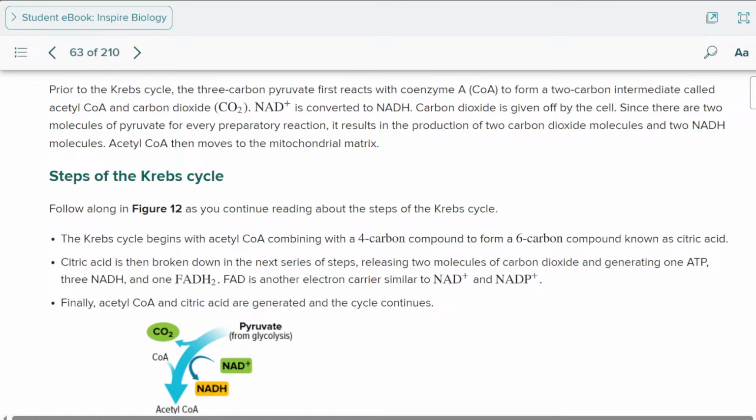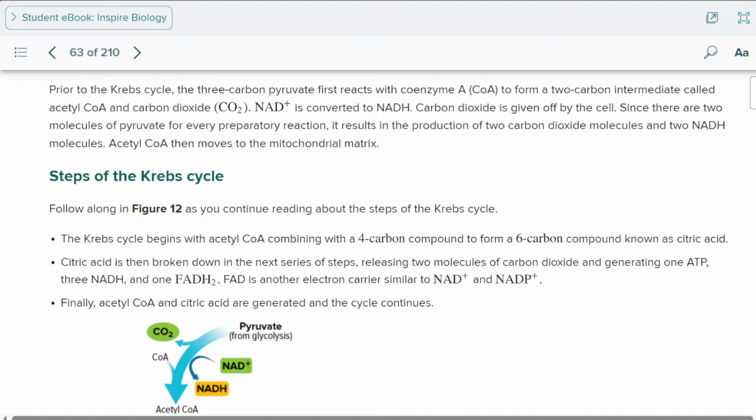So NAD plus is converted to NADH. Carbon dioxide is given off by the cell. Since there are 2 molecules of pyruvate for every preparatory reaction, it results in the production of 2 carbon dioxide molecules and 2 NADH molecules. And then we move the acetyl CoA to the mitochondrial matrix.